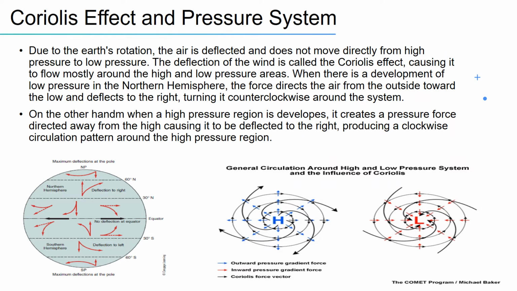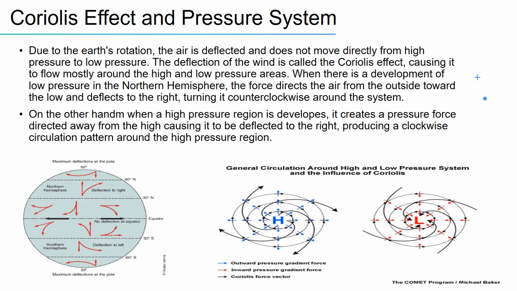Then, the Coriolis effect and pressure system. So, due to the Earth's rotation, the air is deflected and does not move directly from high pressure to low pressure. The deflection of wind is called Coriolis effect, causing it to flow mostly around the high and low pressure areas. When there is development of low pressure in the northern hemisphere, the force directs the air from the outside towards the low and deflects to the right, turning it counterclockwise around the system. On the other hand, when the high pressure region is developed, it creates pressure force directed away from the high, causing it to be deflected to the right, producing a clockwise circulation pattern around high pressure regions.